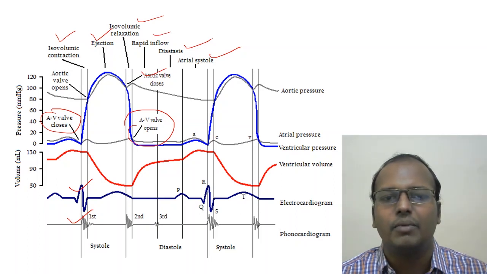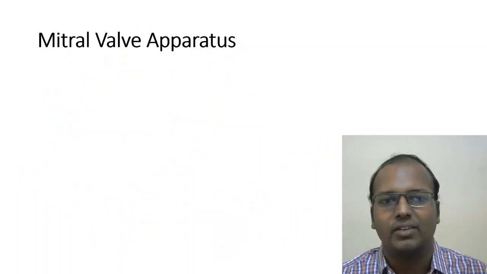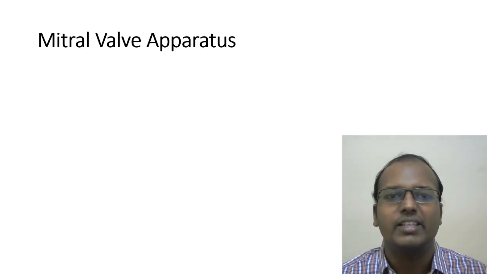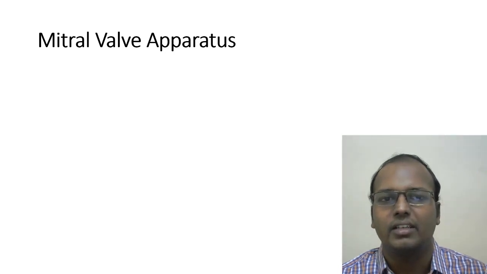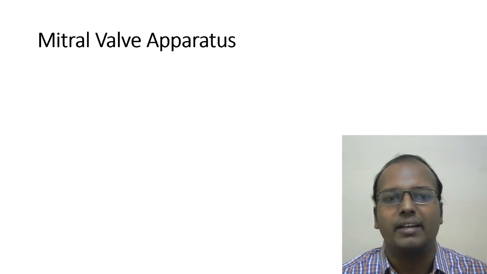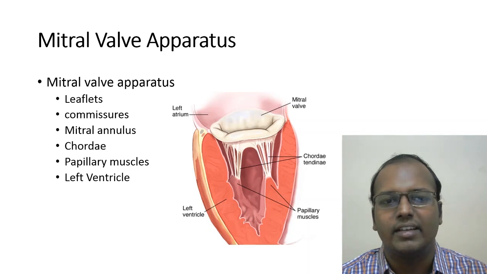Before going further into mitral stenosis and mitral regurgitation, I would like to discuss the mitral valve apparatus. Why is it important? A problem anywhere in the apparatus can lead to manifestations of mitral regurgitation, sometimes mitral stenosis as well. What are the constituents of the mitral valve apparatus? Number one is the leaflet. This is the anterior mitral leaflet, the posterior mitral leaflet, and the commissures. These ends are called commissures.